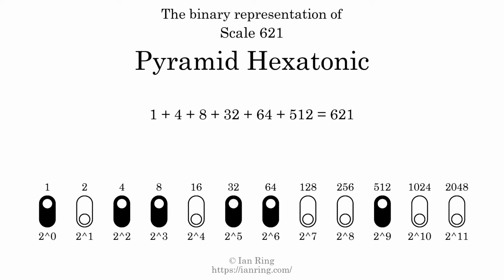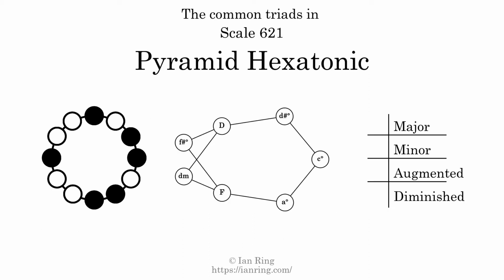The scale number not only enumerates the scale with a unique index, but it also literally describes the tonal content of the scale. Represented as a binary number in base 2, the scale number is 001001101101. Here are the common triads present in this scale.